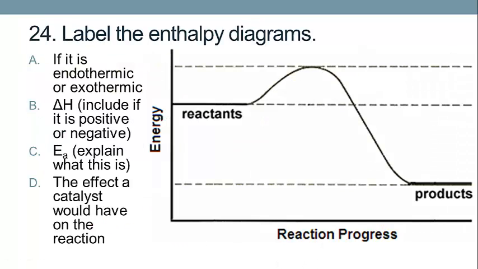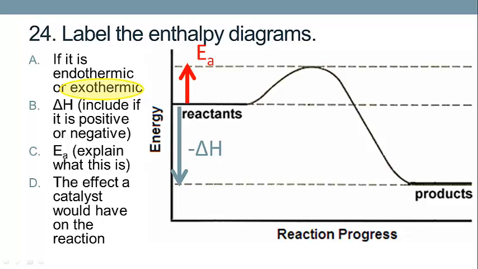Next, label the enthalpy diagrams. So we'll start with the first one. Label if it is endothermic or exothermic. So this reaction is going to be exothermic because the products are lower than the reactants. So that means that I had to release energy in order for this to happen. Delta H is going to be the difference between reactants and products, and that value is going to be negative.